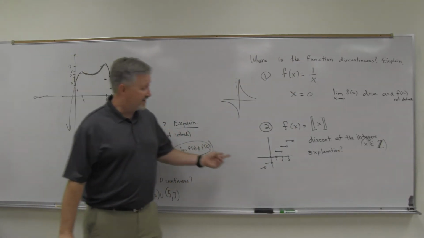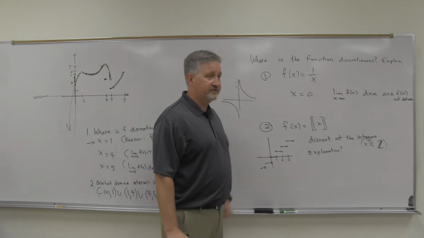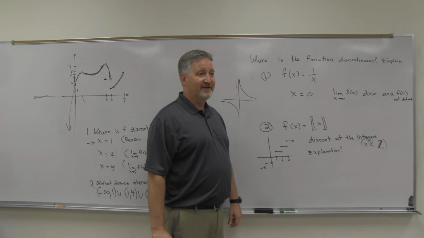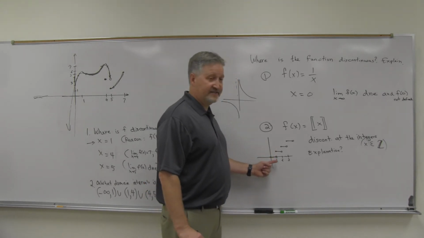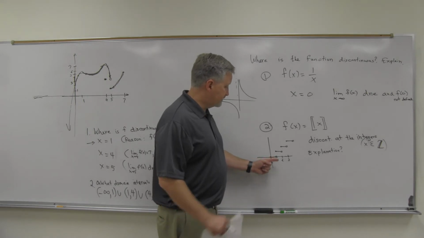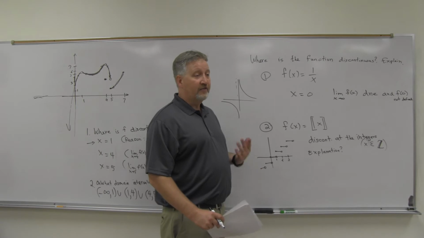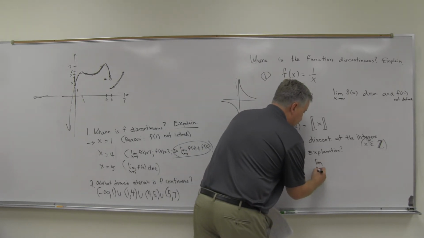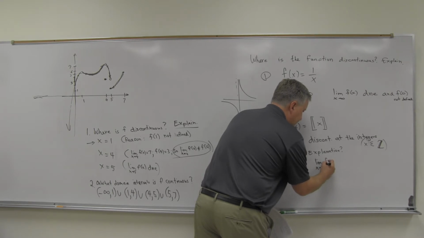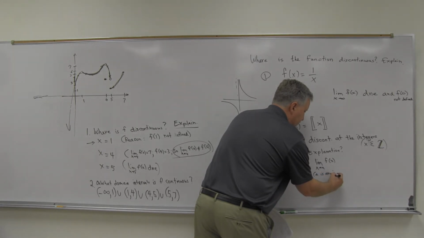Well, we've got function values at all the integers, because the function value at 1 is 1, the function value at 2 is 2, the function value is 3. But again, what doesn't exist? It's the limit, right? You don't have a limit as x approaches 1. The limit from the left is this, the limit from the right is that. So at all the integers, the limit as x approaches a of f of x, where a is any integer, doesn't exist.